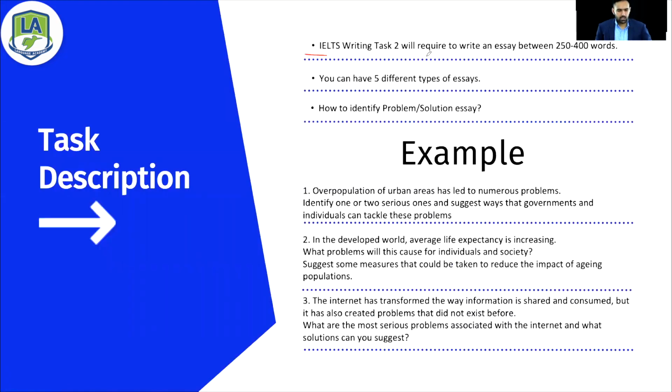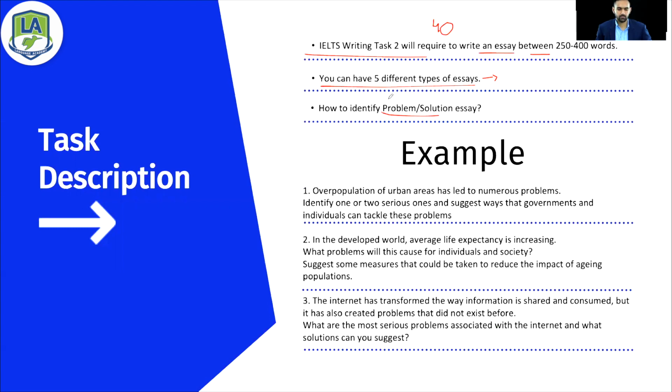So IELTS writing task 2 will require you to write an essay on any particular topic between 250 to 400 words. You'll be given 40 minutes for this particular task. And then you'll have 5 different types of essay: agree, disagree essay, discussion essay, problem solution essay.